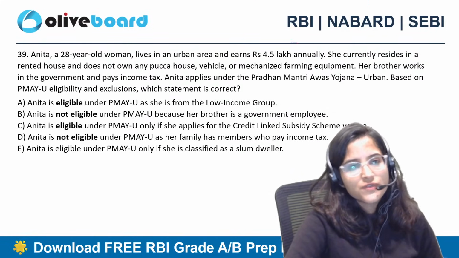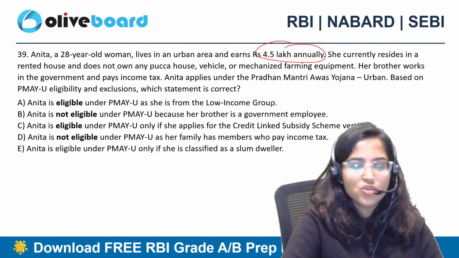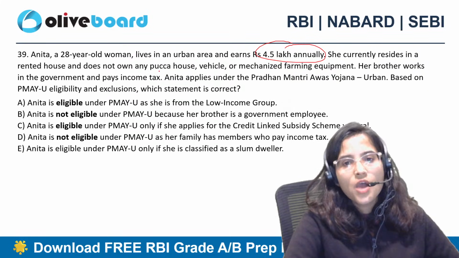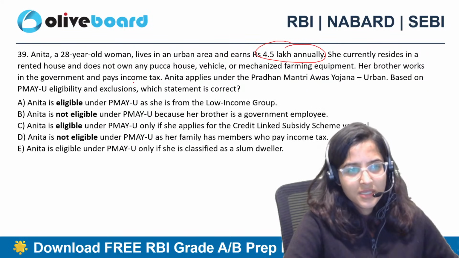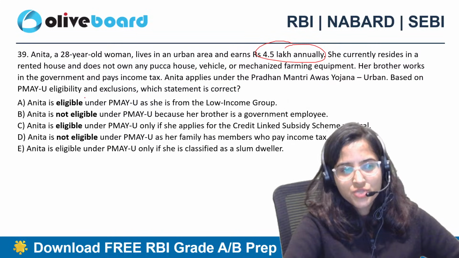Anita, 28-year-old woman, lives in an urban area and earns 4.5 lakh annually. She currently resides in a rented house and does not own any pakka house, vehicle or mechanized farming equipment. Her brother works in the government and pays income tax. Anita applies under the Awas Yojana Urban based on eligibility and exclusions.